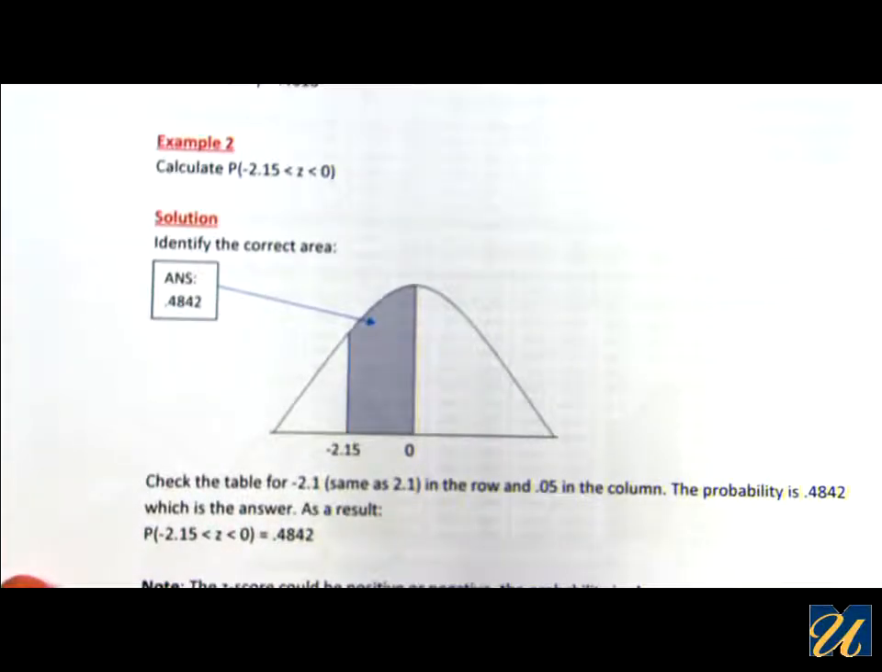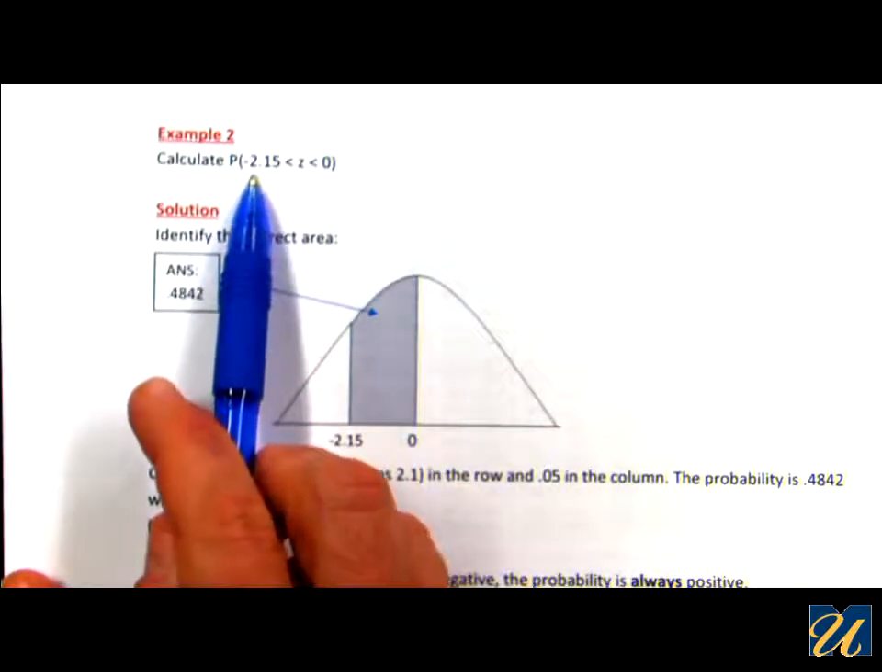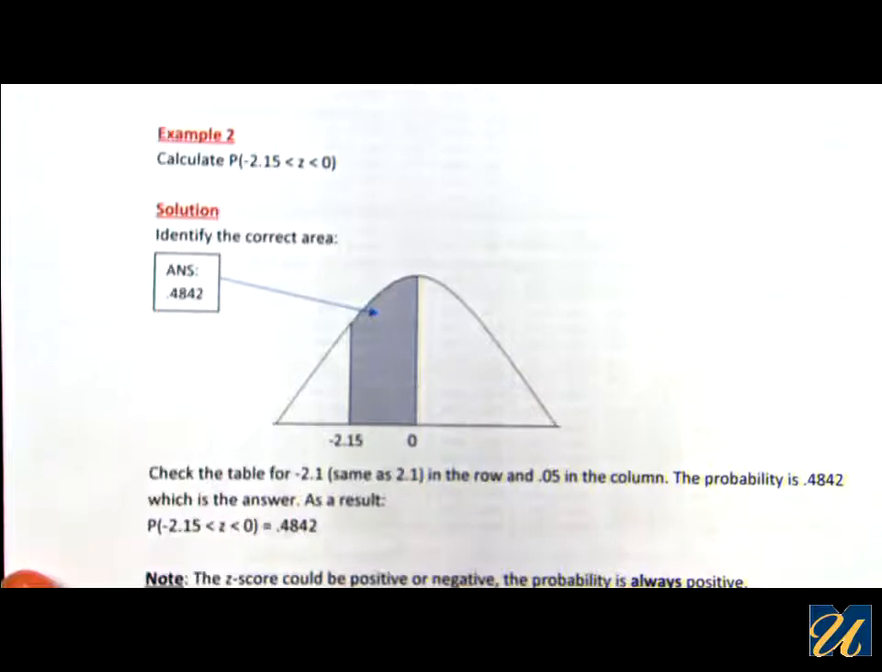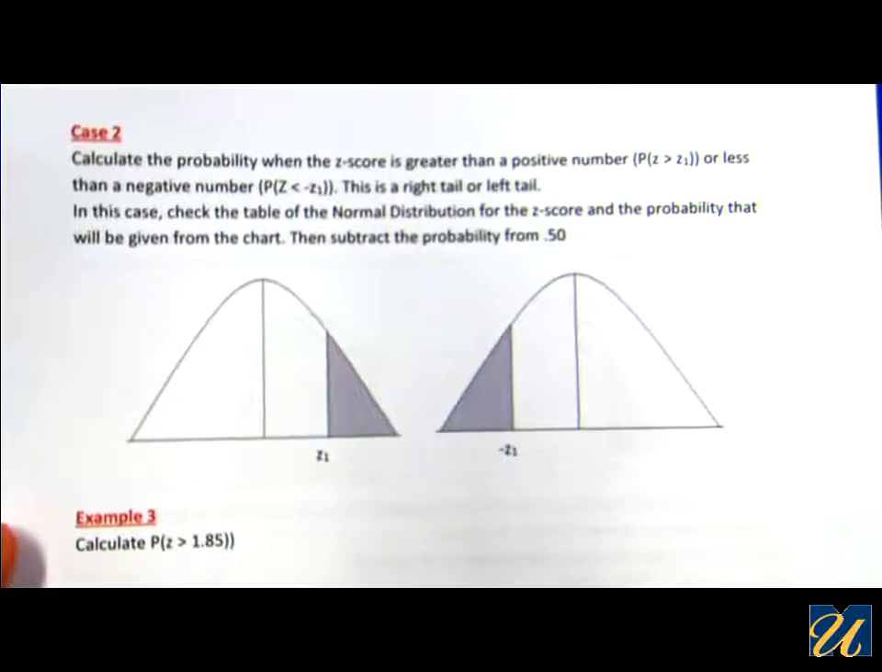Once again, keep in mind that you might have a negative z-score like you have here, but the probability is always positive. Now, case number 2. Calculate the probability when the z-score is greater than a positive number or less than a negative number. This is going to be a right tail or a left tail area.